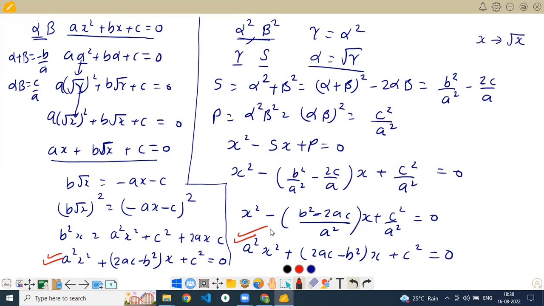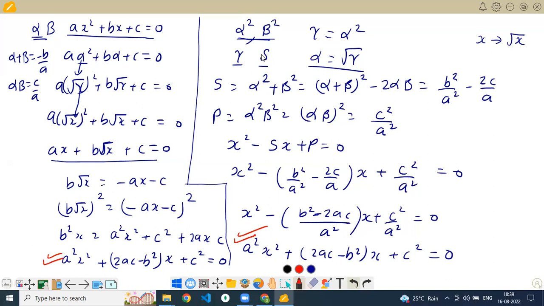If you notice here, whether you follow method 1 or whether you follow method 2, both are nearly of the same difficulty level or both involve nearly the same number of steps. You don't save any time whether you follow method 1 or method 2. So it's okay if you follow method 1 of replacing x by square root of x, or you follow a standard process of finding the sum and the product, and writing the equation as x square minus sx plus p is equal to 0.